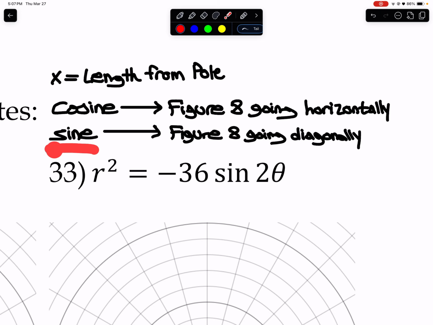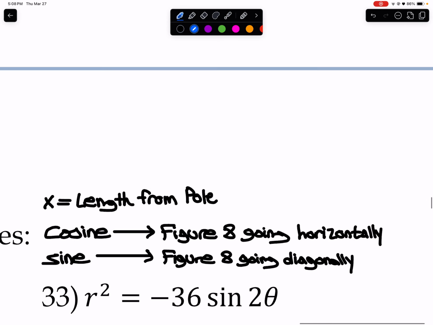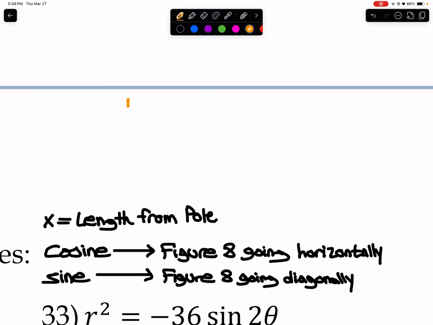Now, if we have a sine lemniscate, it's going to be going diagonally. A key feature that you will need to know about the lemniscates: if I have a positive sine lemniscate, then it's going to be going towards pi over 4 and 5 pi over 4. So it would look something like, that's terrible. It looks something like that if it was positive.